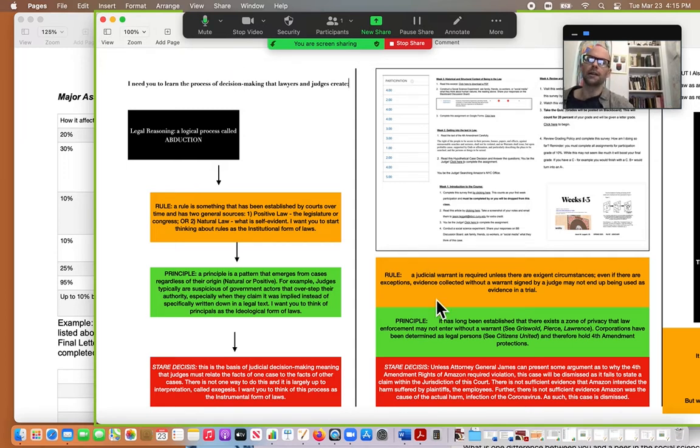So the rule in this case, right, if I were the judge, I would say, look, a judicial warrant is required, right, period, end of story, unless there's some exigent circumstances. Those rarely apply in a home or a corporate setting. Exigent circumstances most often apply in the public or in a car stop, right?